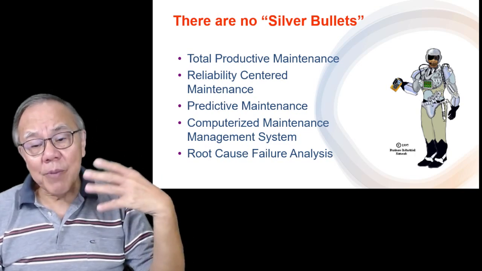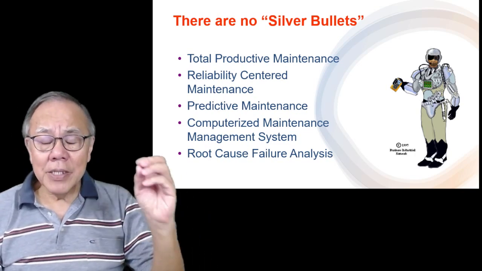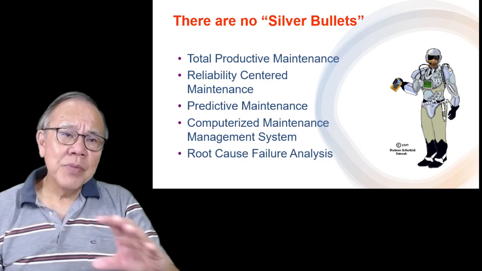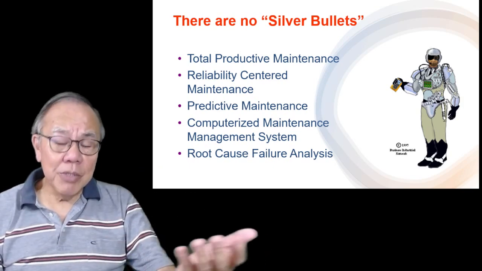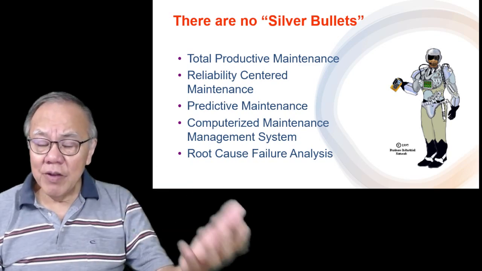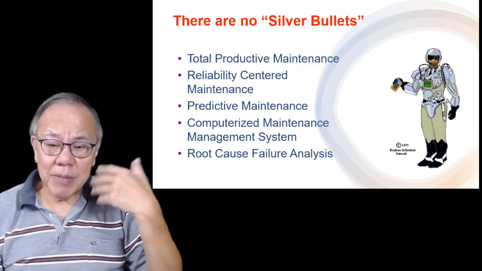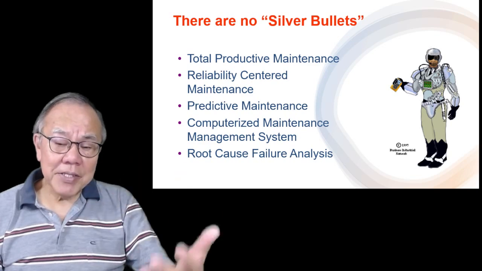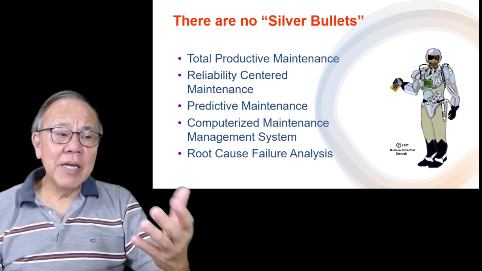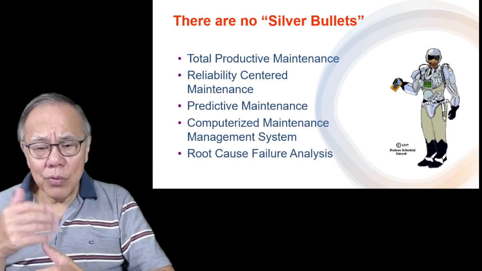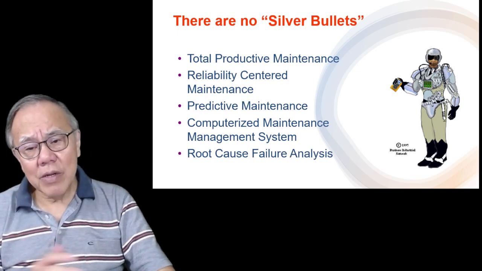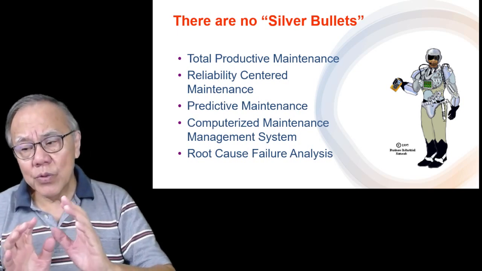And then of course you have predictive maintenance. Predictive maintenance can be used in the same way as condition-based monitoring. Again, we may want to do some of this at some other time. And of course, CMMS is another system that you need to adopt as a strategy. Root cause failure analysis is another one of those things that you may want to look at.